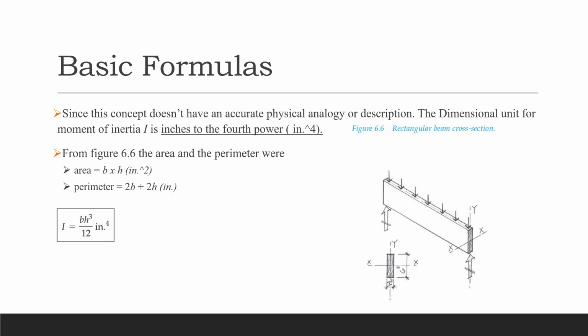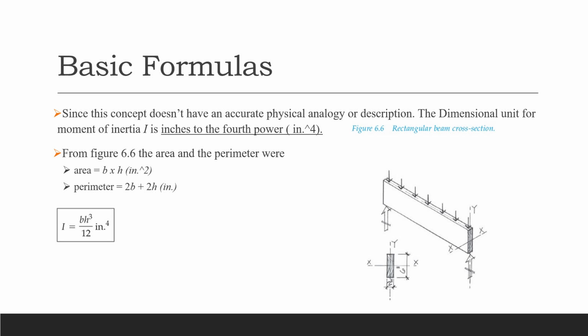were b times h square inches, and the perimeter is 2b plus 2h inches. Since we're dealing with moment of inertia, the formula for figure 6.6 would be I for inertia equals bh cubed over 12.